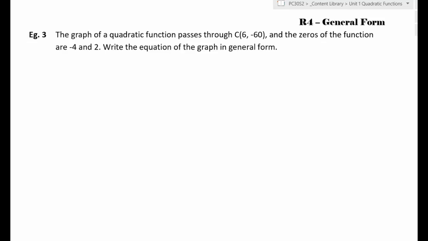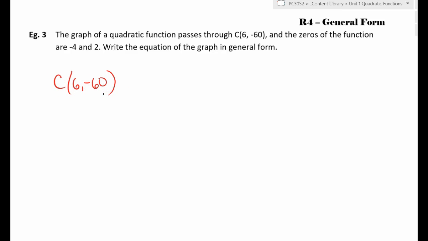All right, so our last scenario here becomes a question of, can we actually write an equation based on this information now? So working backwards from our previous example. We are told that it passes through some point, and call that point C, 6 and negative 60.